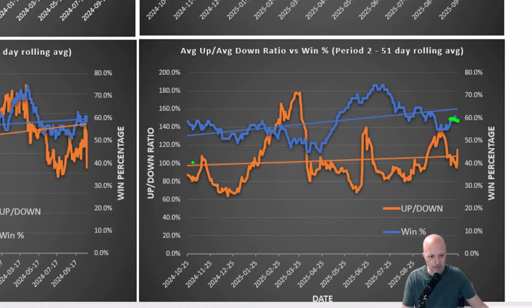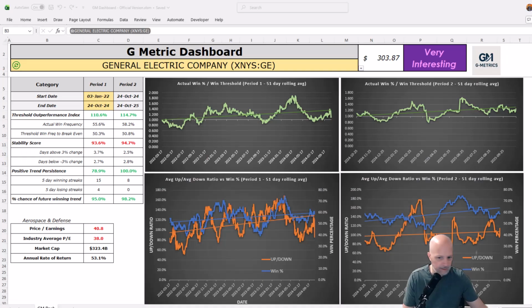And even though the orange up-over-down ratio is not as steep as it was before, it's still pointing and trending above 100%. With 60% winning, combined with a 60% win percentage, it bodes really well for this stock. All right, let's get out of here.